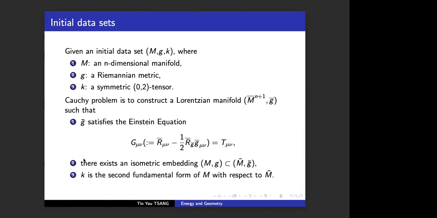(M, g) is a Riemannian manifold. K this time stands for the second fundamental form of this slice in spacetime. It's called an initial data set because it's an initial data set for a Cauchy problem, which is to construct a Lorentzian manifold such that g-bar will satisfy the Einstein equation, and then there exists an isometric embedding of (M, g) into (M-bar, g-bar). And this time, as I mentioned, K is the second fundamental form of M with respect to M-bar.